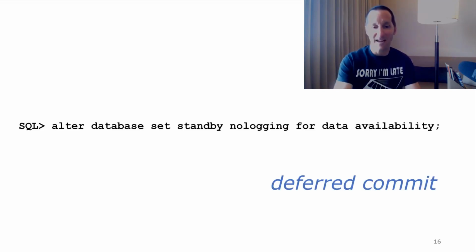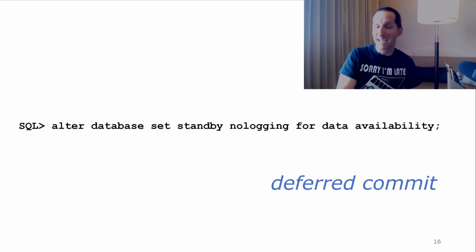And that's exactly what we have. We now have 2 additional facilities in Oracle 19c, which gives you, for lack of a better term, your cake and you can eat it as well. The first one is this one. It says alter database set standby no logging for data availability. I've put there in big blue letters, deferred commit. Let me explain what this option does in relation to a commit.